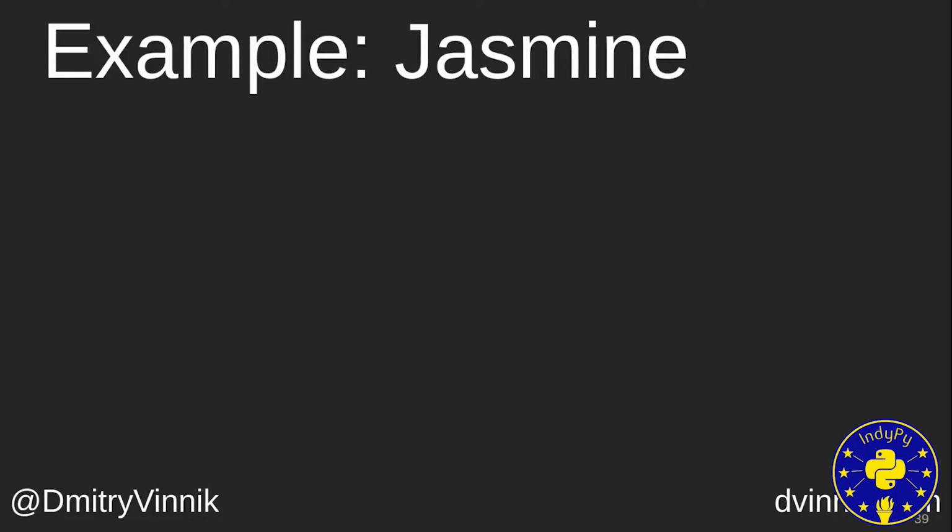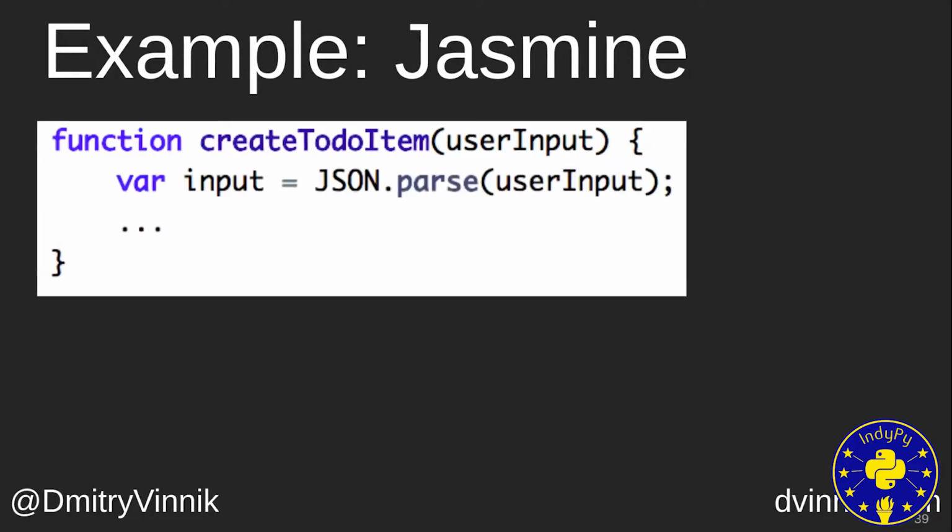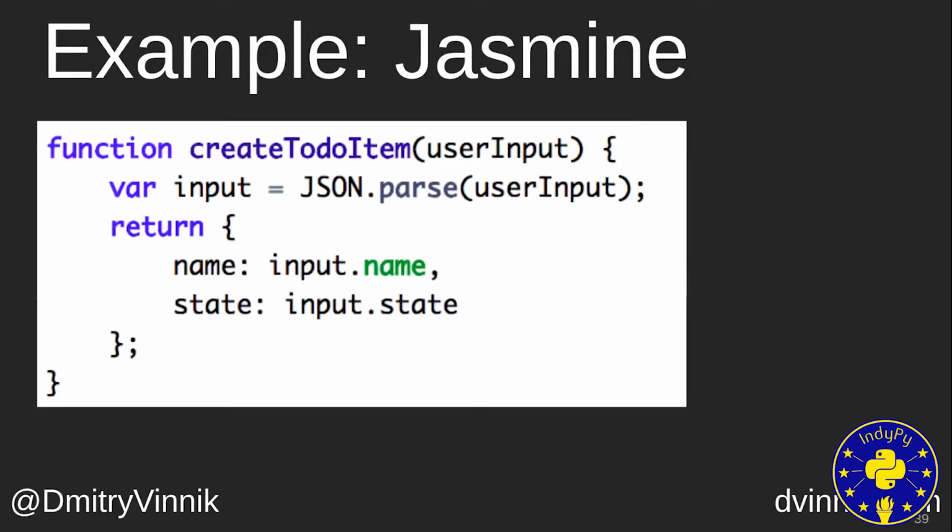So with Jasmine, for the unit tests, imagine in our to-do application, we have a simple function, a production function, that does whatever nonsense this function actually does.